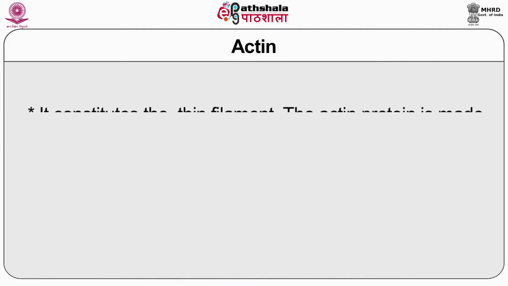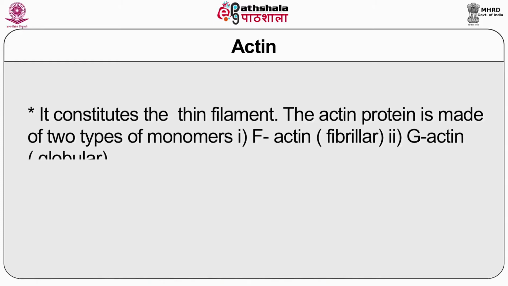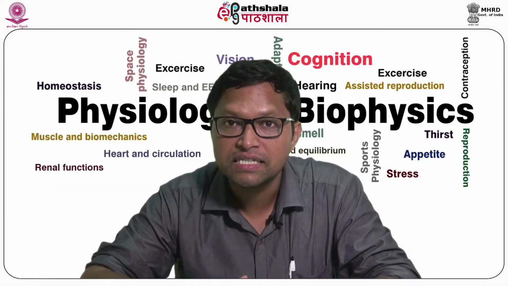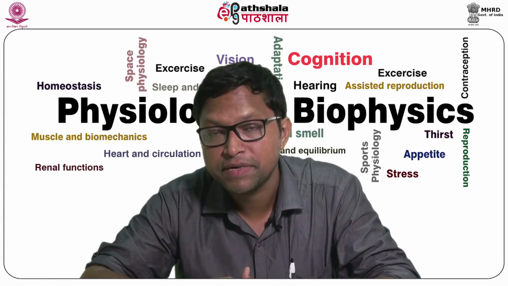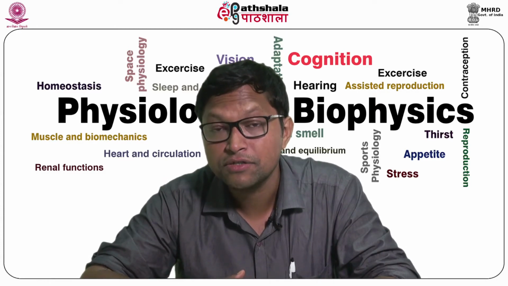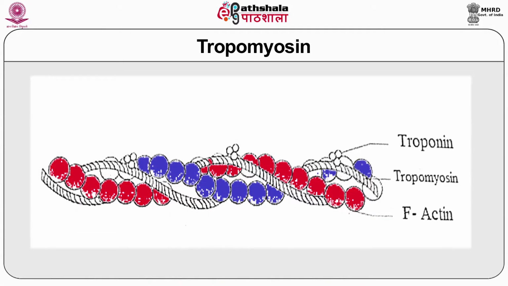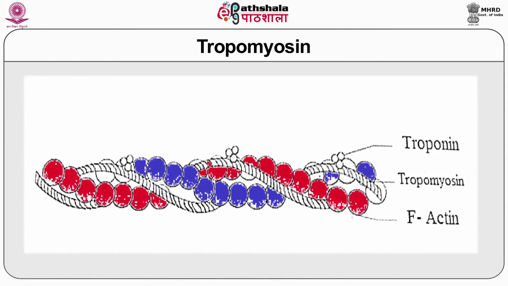Actin constitutes the thin filament. The actin protein is made up of two types of monomers, F-actin, that is the fibrillar, and G-actin, that is the globular. The actin filament is a double helical structure. ADP molecules are present at regular intervals in this filament which also participate in the contraction process. Now, let us talk about tropomyosin. It is a constituent of the thin filament, and structurally it is also a double helical structure wrapping around the actin filament.